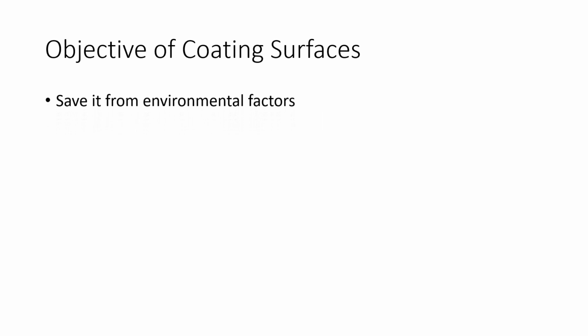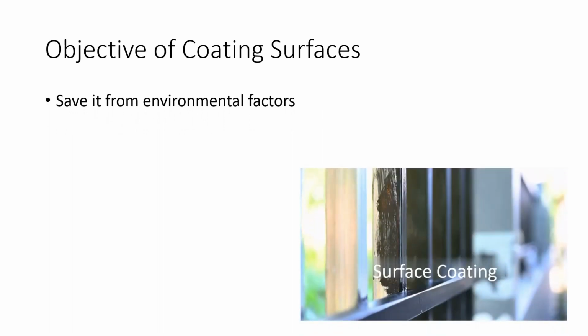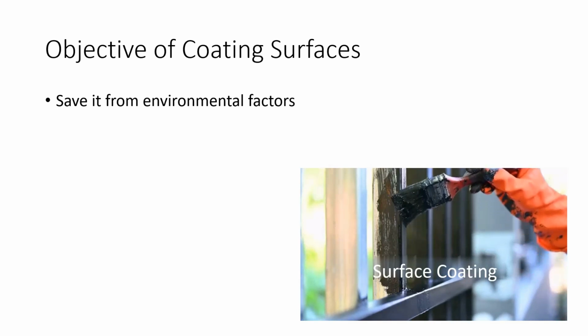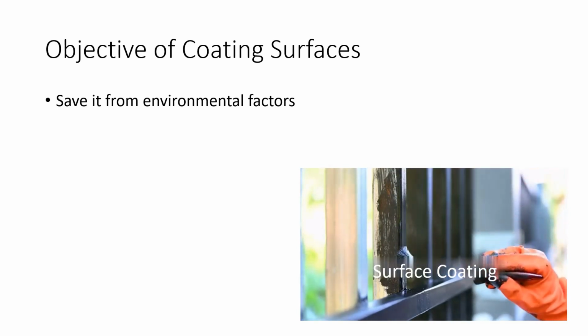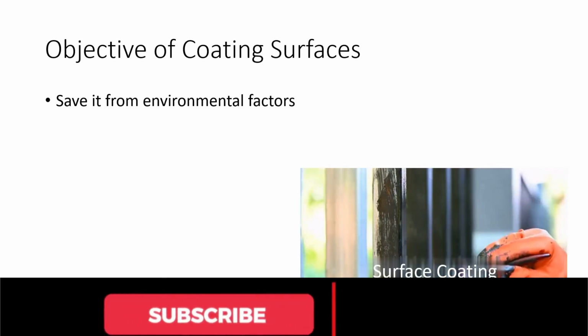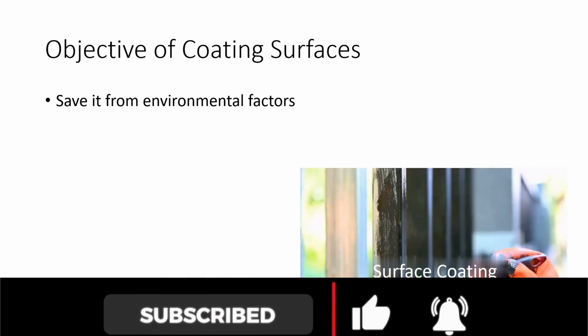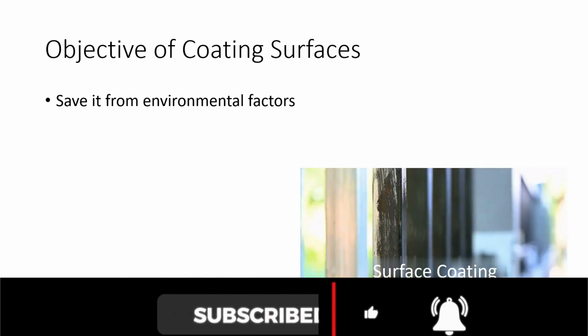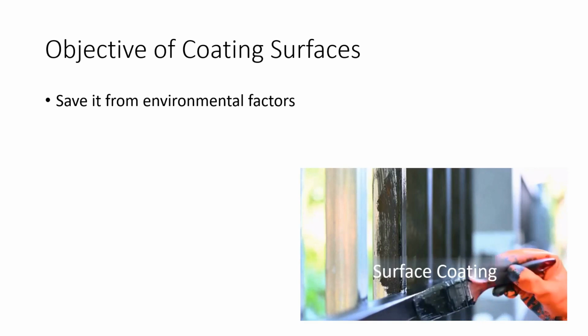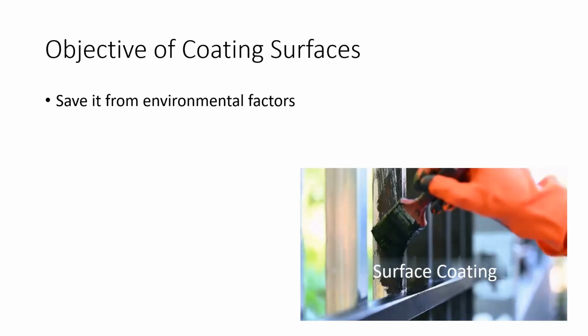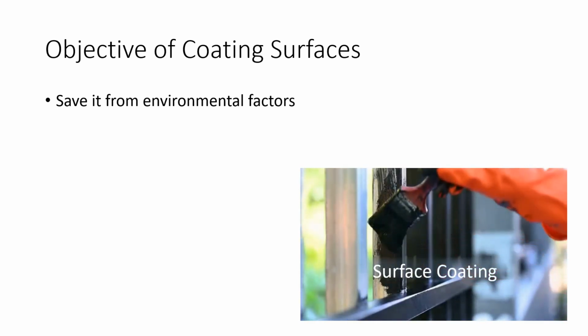So now the first one is to save it from environmental factors. Coating of a surface is done to save it from environmental factors, particularly carbon dioxide, oxygen and water vapor. For example, an unpainted surface of iron undergoes rusting, so painting is needed. Similarly, corrosion of all other metals can be prevented by surface coating.